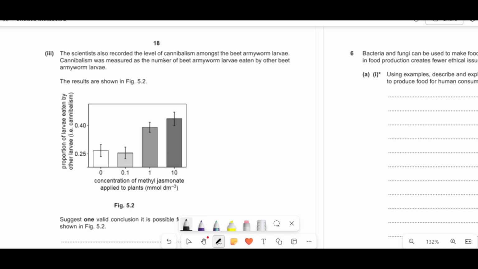So they also recorded the level of cannibalism amongst these armyworm larvae. Cannibalism was measured as the number of beet armyworm larvae eaten by other armyworm larvae. So they're looking at the proportion of larvae eaten over larvae total. So here, a quarter of them were eaten out of the total, and so forth. You can see that the concentration doesn't really change very much between these two. But then all of a sudden, between here and here, you can see there's more cannibalism.